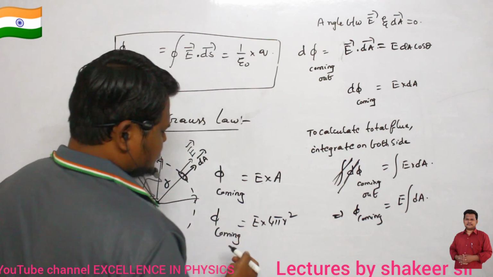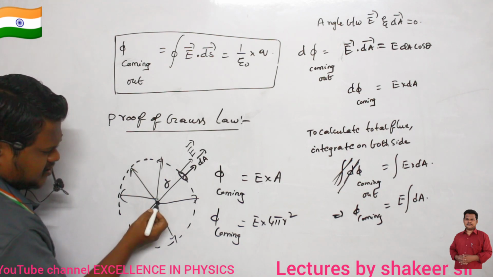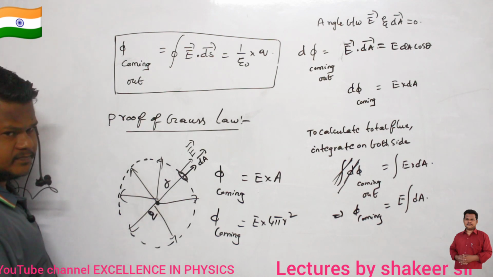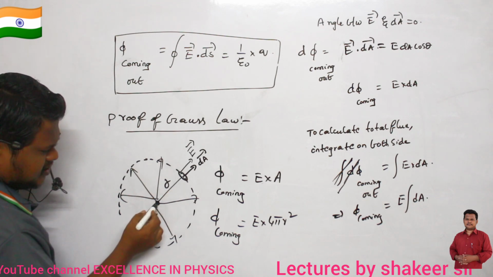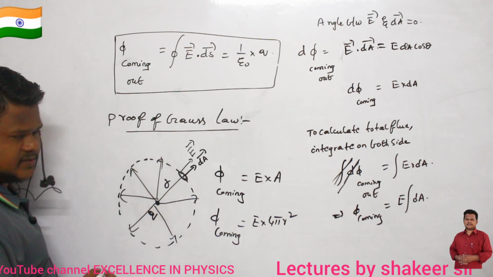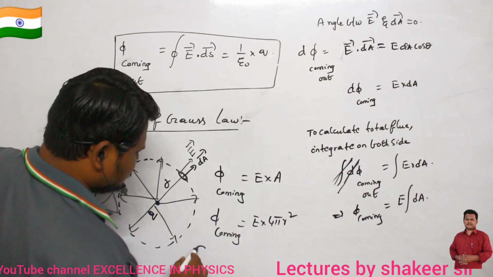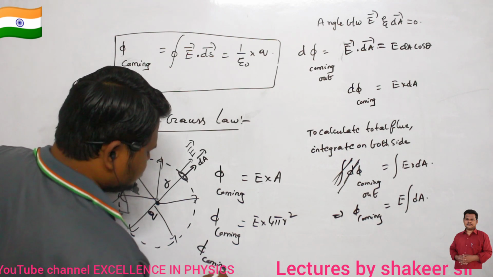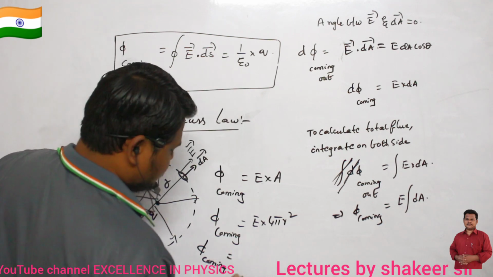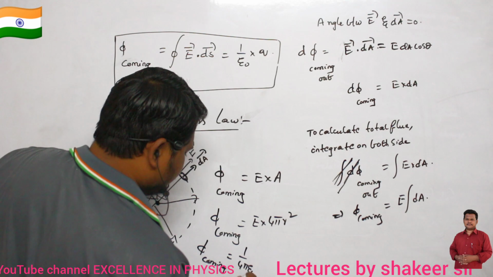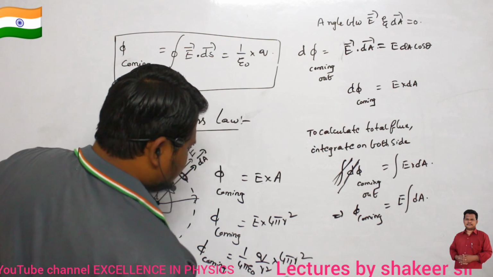So E into 4 pi r square. Okay. Now here we have a point charge Q. Because of this point charge, what is the electric field at this position? This point is at a distance of r, no? So what is the equation for electric field because of this point charge? Already we have calculated, no? So flux coming out is equal to, what is the equation for electric field due to a point charge? KQ divided by r square. I can write 1 by 4 pi E naught Q divided by r square multiplied by 4 pi r square. That's all, no?